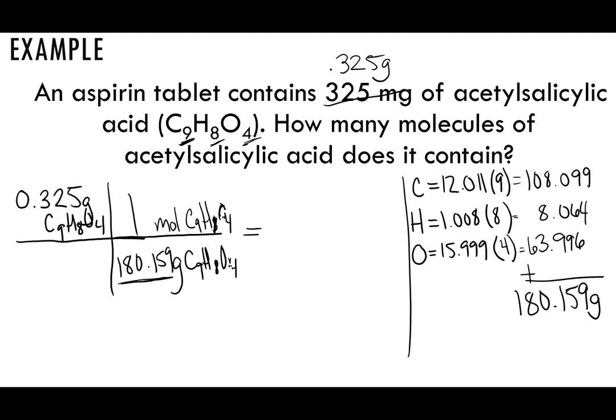Okay. This is the only new step. Everything from here is review. Okay. Multiply across the top, divide by the bottom. So 0.325 times 1 divided by 180.159 equals 0.00180 moles. Oops. Of C9H8O4. Okay.